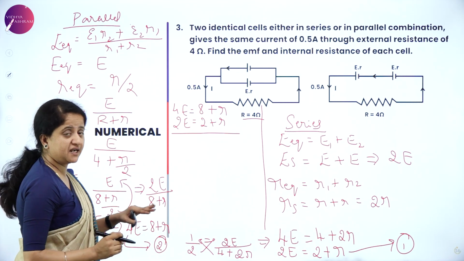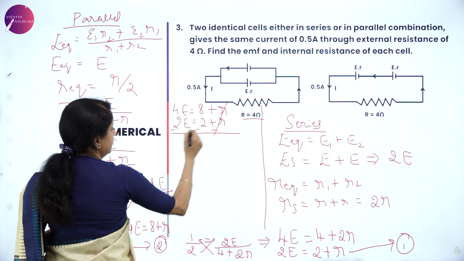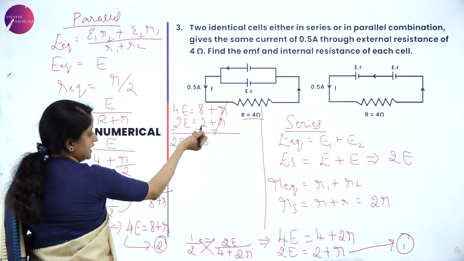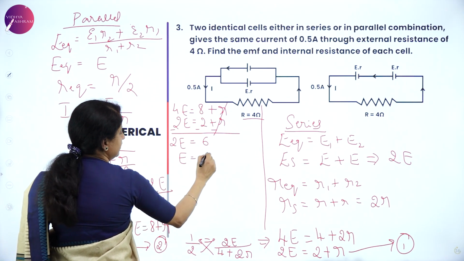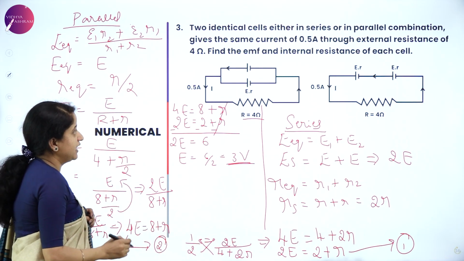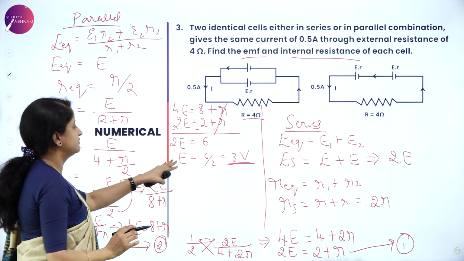So let us subtract equation 1 from equation 2. So what do I get? I get 4 minus 2 is 2E, which is equal to 6, because 8 minus 2 is 6, and EMF will be 6 divided by 2, which is equal to 3 volt. Here we have to find out the EMF and internal resistance. EMF is 3 volt now.